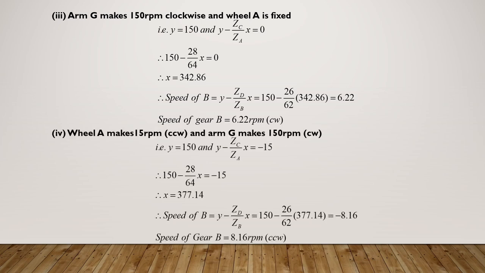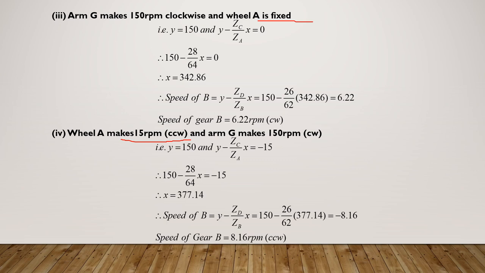Next, second case: find the speed of gear B when A makes 15 rpm counterclockwise and G makes 150 rpm clockwise. So see this, it is counterclockwise here and G is clockwise. The steps are the same, and y is 150, that is the same. But in the previous case A was fixed, whereas here A is making 15 rpm counterclockwise. So here, instead of equating to 0, it has to be equated to minus 15, minus because you have counterclockwise movement. Solve the equation, you will get the value for x, 377.14.